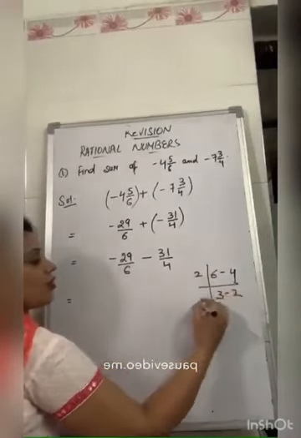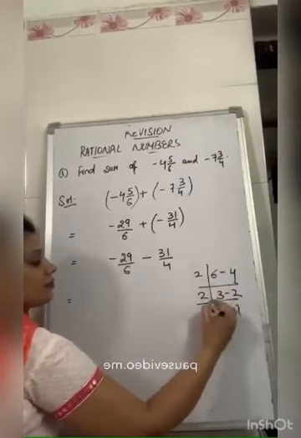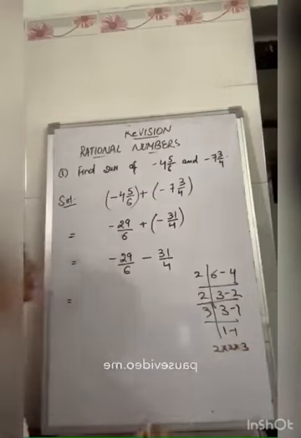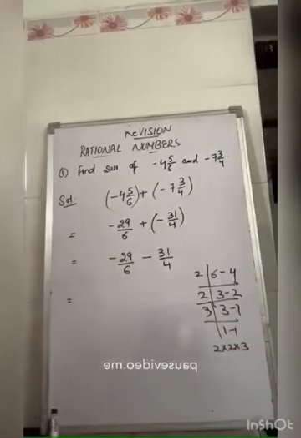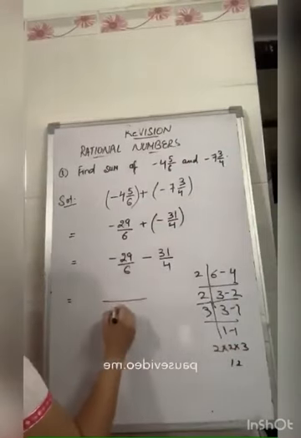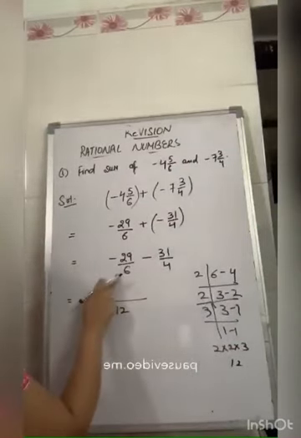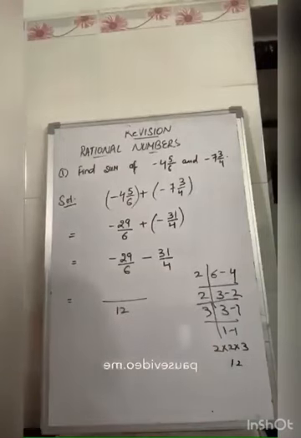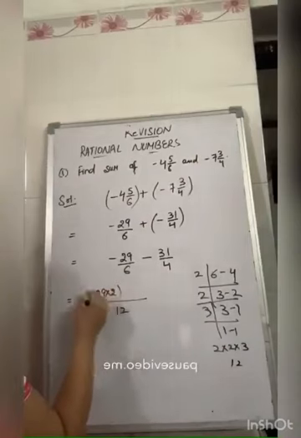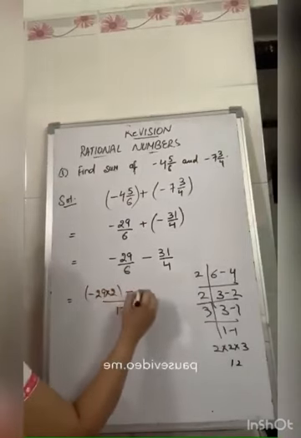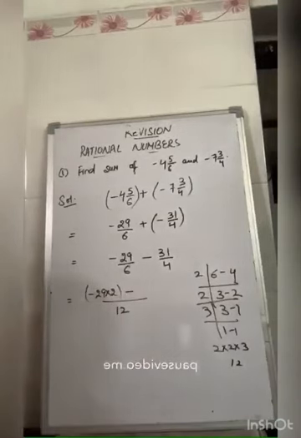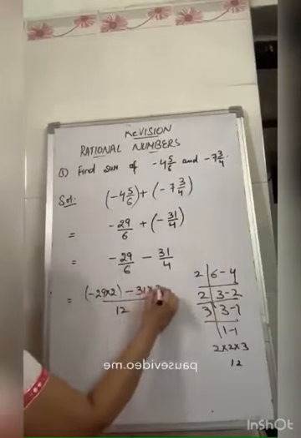The LCM of 6 and 4 is 12. So 12 is the LCM. 12 divided by 6 is 2. So minus 29 into 2. Then 12 divided by 4 is 3. So minus 31 into 3.